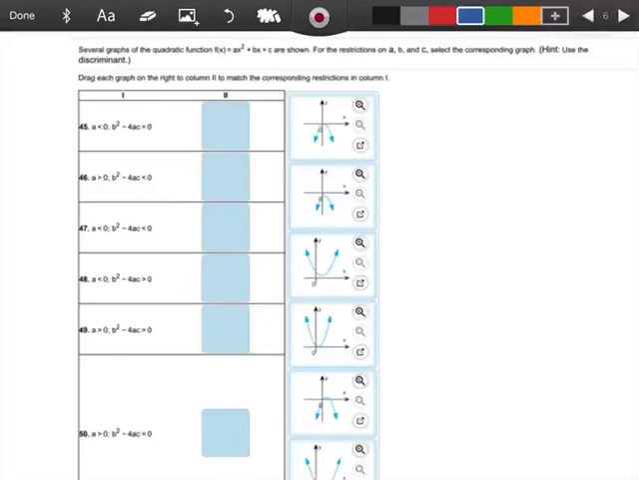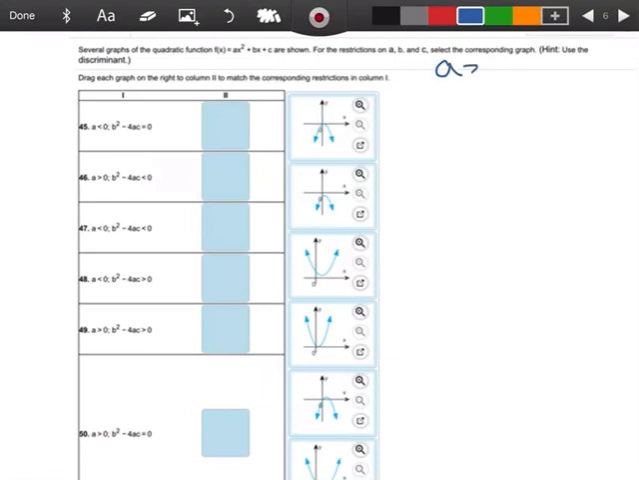All right, so guys, this is number 7 out of 3.1, and it says several graphs of the quadratic function f of x equals ax squared plus bx plus c are shown. For restrictions on a, b, and c, select the corresponding graph, and it says, hint, use the discriminant. Okay, so a couple of things we want to do here.